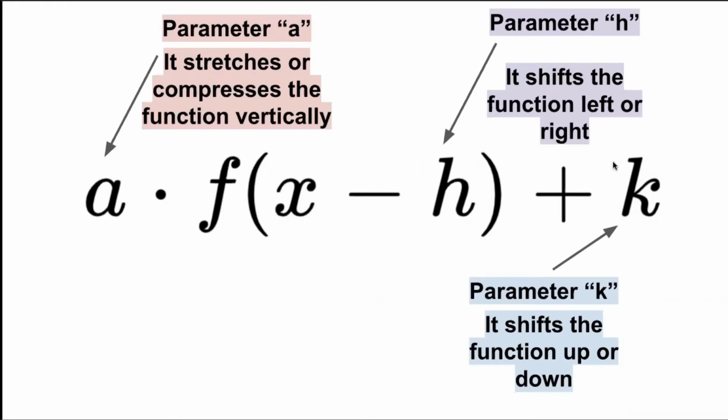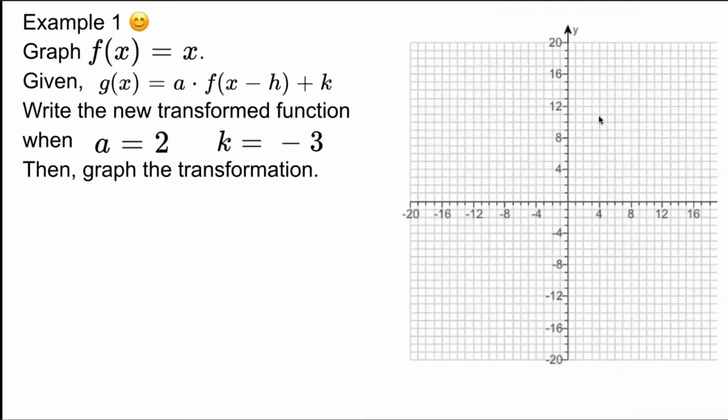Let's go on to our first example. Let me give you guys a little minute to copy this one down. We have our graph f(x) = x. We're going to be given our g(x) as our new function, where it's going to equal a times f(x - h) + k. We're going to write a new function when a equals 2 and k equals negative 3. Then we're going to transform that function. Go ahead and copy this down, por favor.